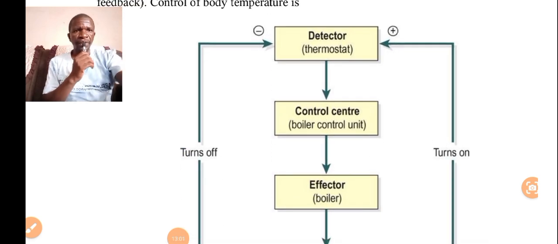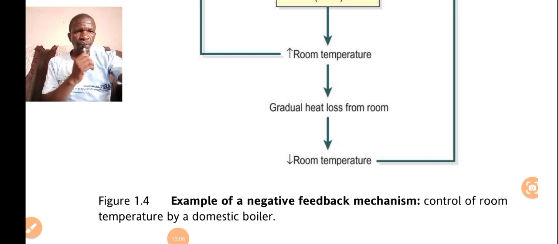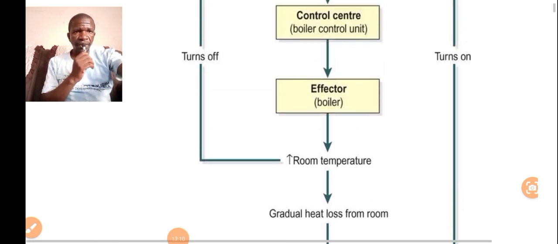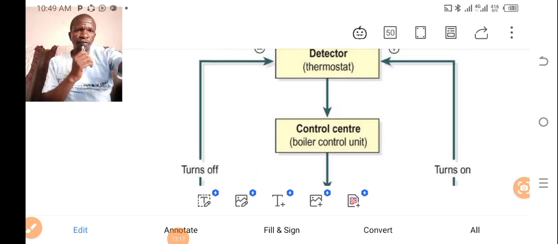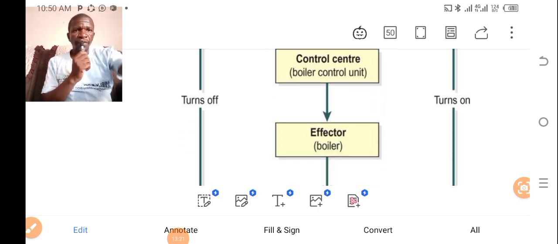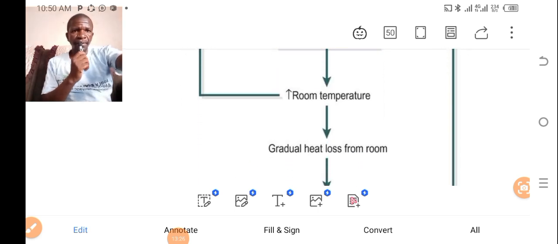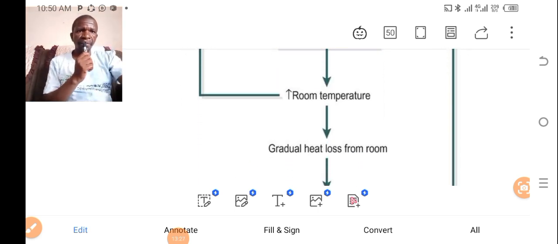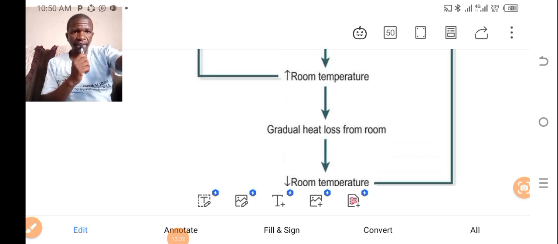So I want you to look at this diagram quite clearly and see what is going to happen. Here we have the detector, which is the thermostat. Then we have the control center, which is the boiler control unit. Then we have the effector, which is the boiler. And then we have the room temperature.